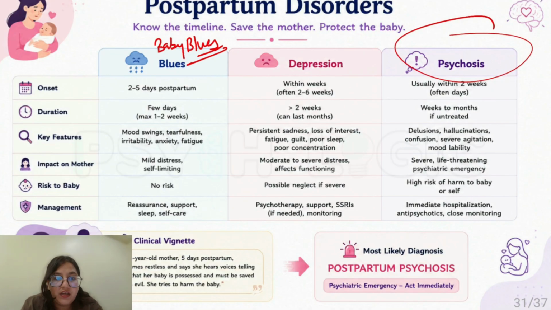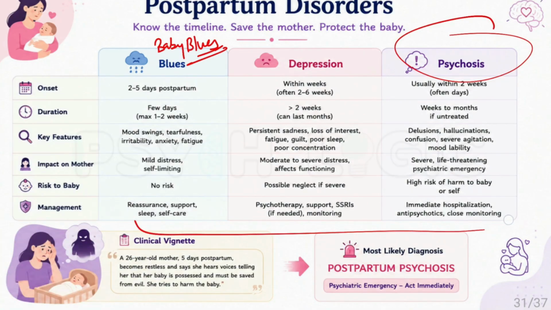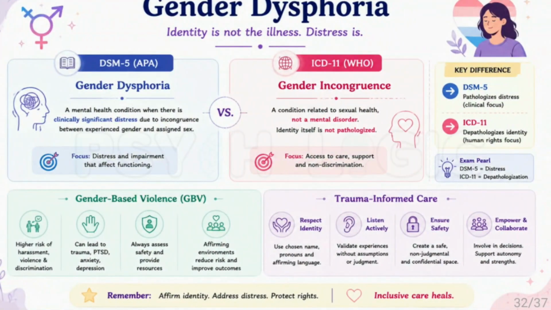It develops very rapidly, often in the first 2 weeks after the delivery, and sometimes even within a few days. Now, instead of sadness, they're experiencing delusions, like my baby is possessed, or someone is trying to harm my child, or things like that. They may also experience hallucinations, like hearing voices. They can become extremely confused, and this can risk harm to the baby or harm to the mother. That is why it requires immediate hospitalization, close monitoring, medications. So that is how you differentiate these three.